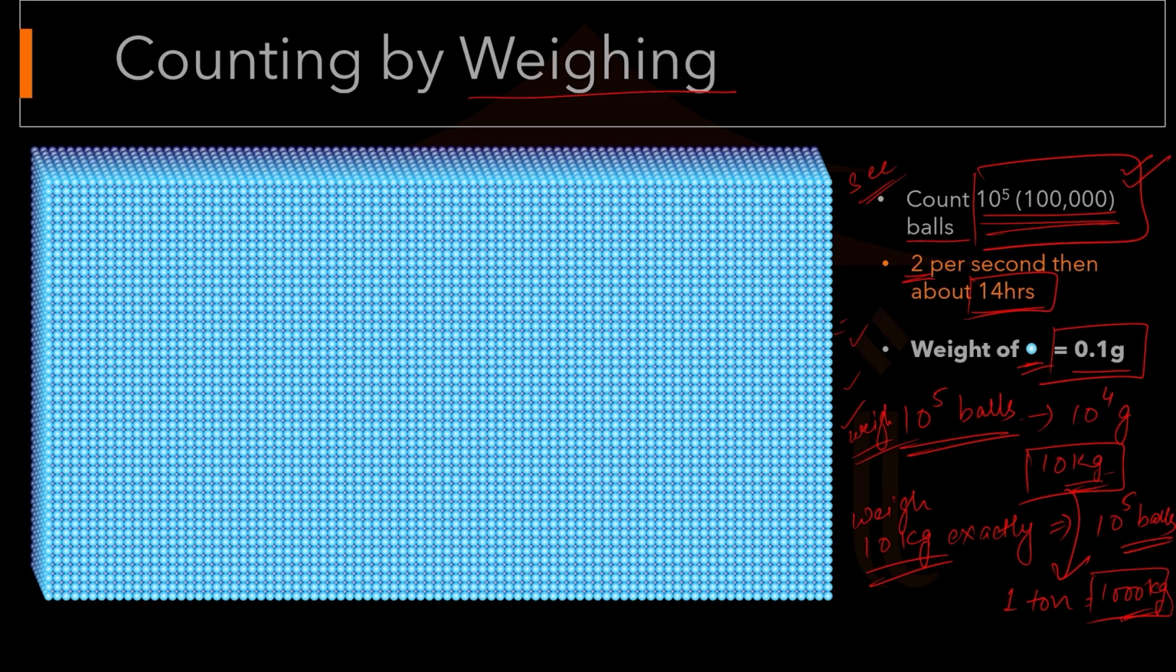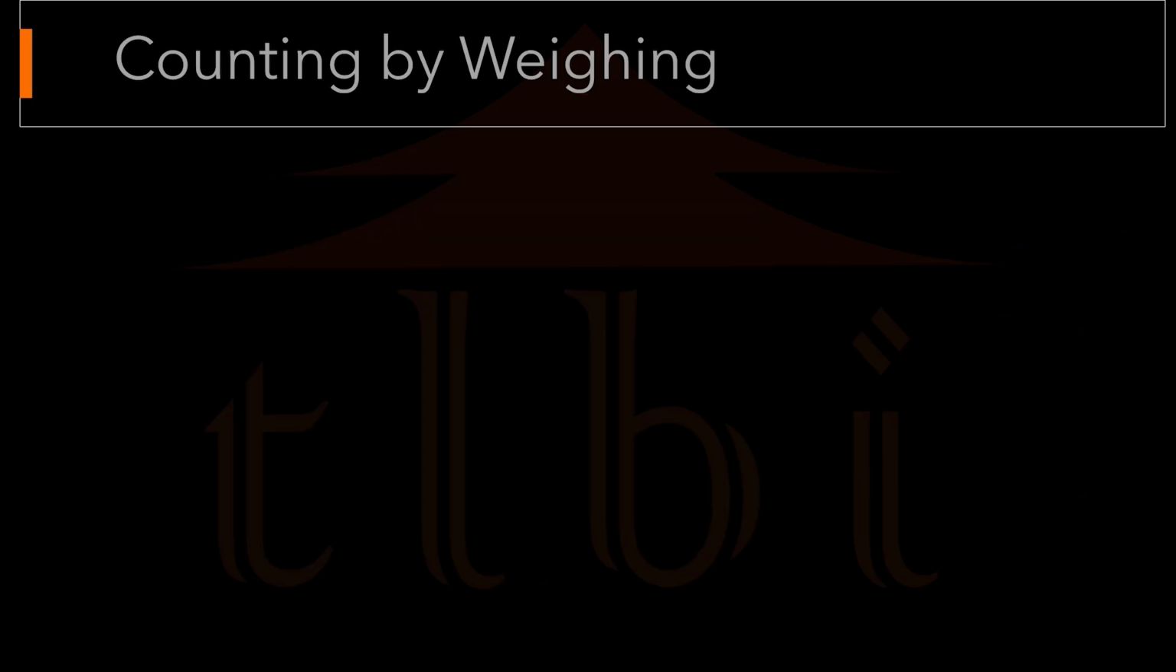Now, if you want to have a visual idea how much 1 lakh would be, what you're seeing here is about 40,000 balls. You can obviously count it, as it is well arranged in a cuboid. So the point is that we can count by weighing the substance, right?